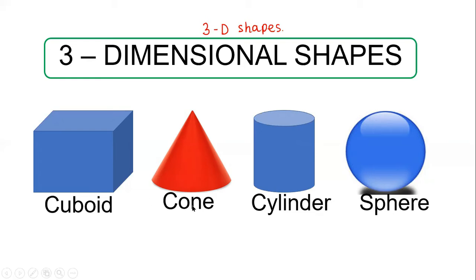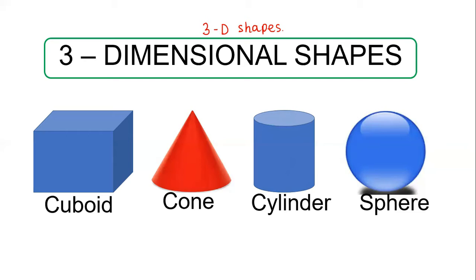We said that a cone has 1 flat face and 1 curved surface. Then we said that a cylinder has 2 flat faces and 1 curved surface. And we said that a sphere has no flat faces. It has a curved surface. Okay, so this is what we looked at about shapes: 2D shapes and 3D shapes.